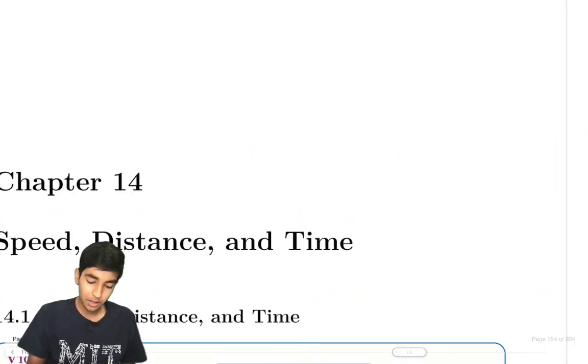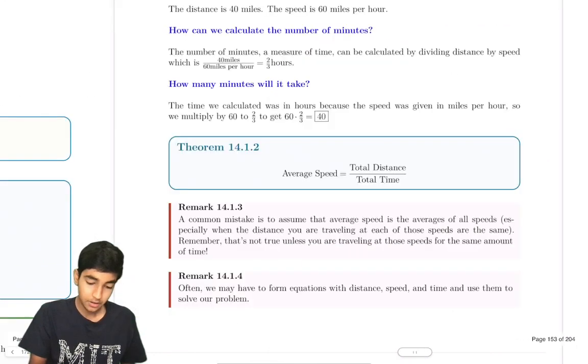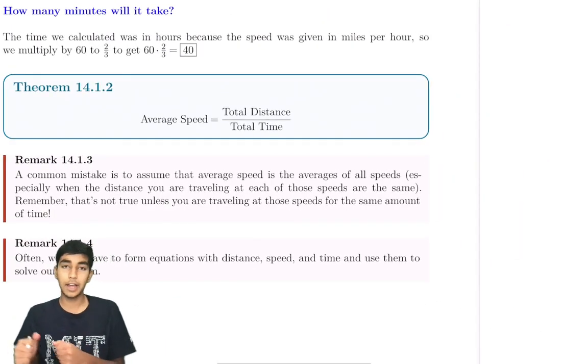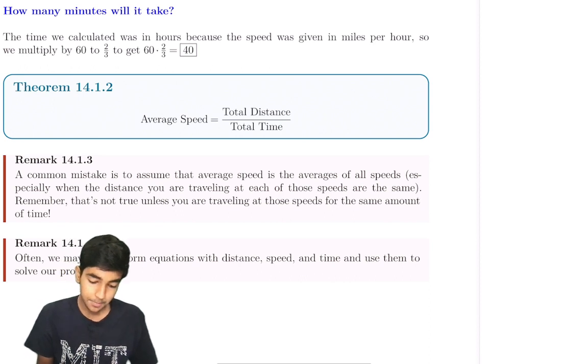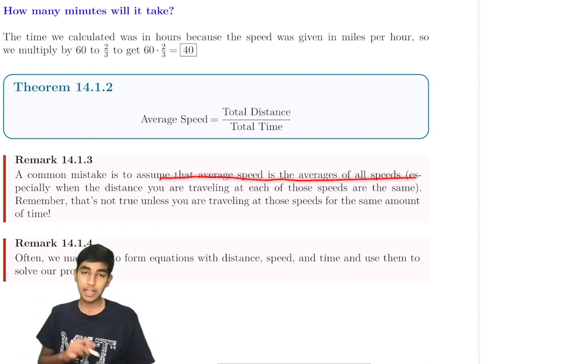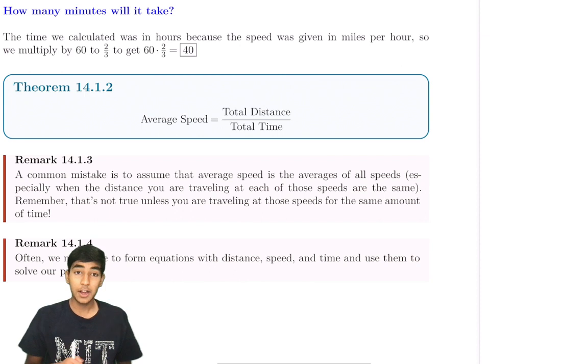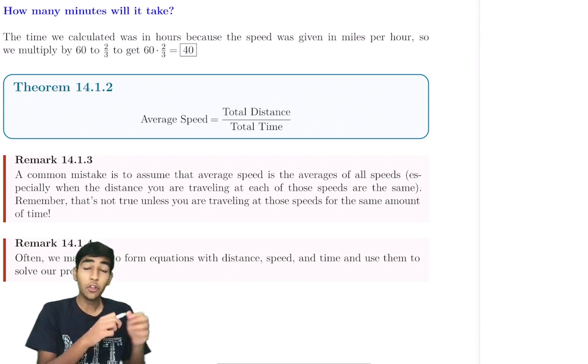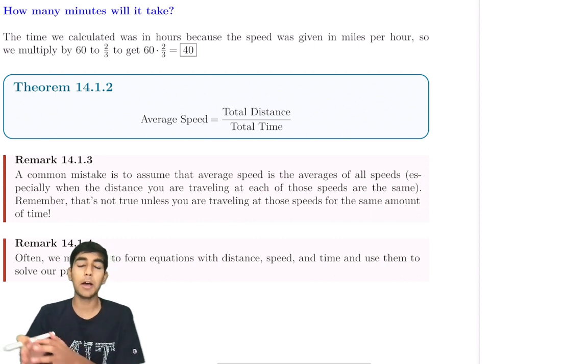And then there's a formula for average speed. Average speed is total distance divided by total time. And a common mistake is to assume that average speed is the average of all the speeds. Now, this is only true if those speeds are being traveled for an equal amount of time.